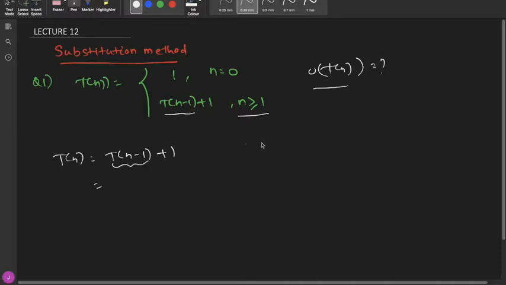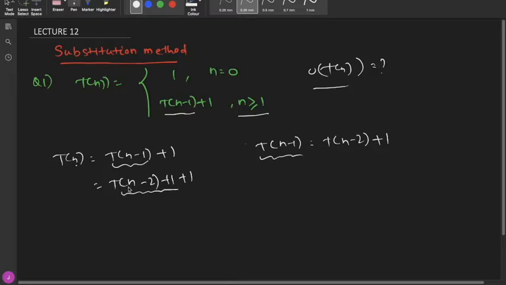So how can I substitute T of n minus 1? If I replace n with n minus 1, then what will I get? T of n minus 1 equals T of n minus 2 plus 1. So I will be putting this value of n minus 1 here. How much will I get? T of n minus 2 plus 1. Then this plus 1 is there before, and the value T of n minus 2 plus 1 I am putting in place of T of n minus 1.